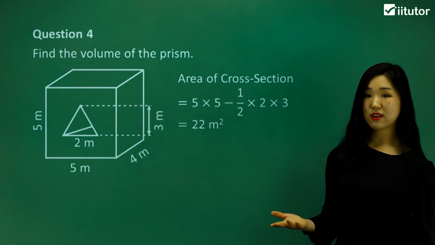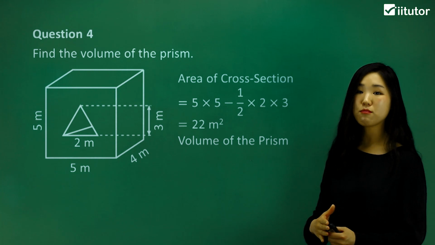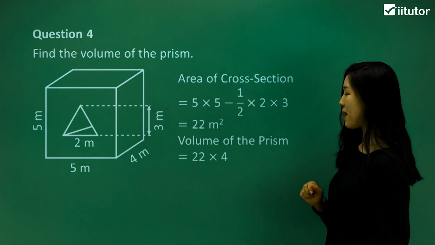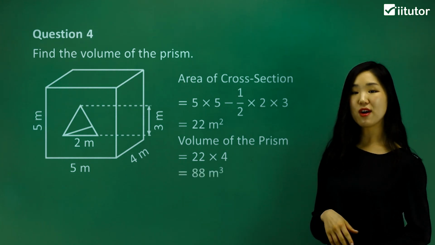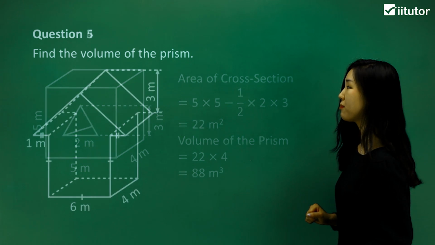Now that we've got the cross-sectional area, we can just find the volume now. The volume, all you need to do, guys, is multiply it by how deep it is, and they tell us right here it's 4. So let's multiply it by 4, and you'll get a value of 88. So it's 88 meters cubed for the volume of the entire prism.